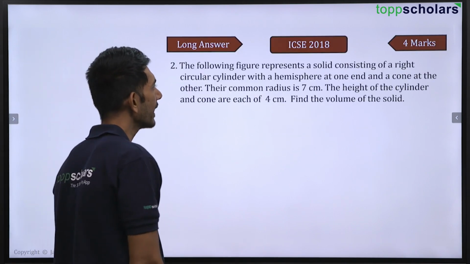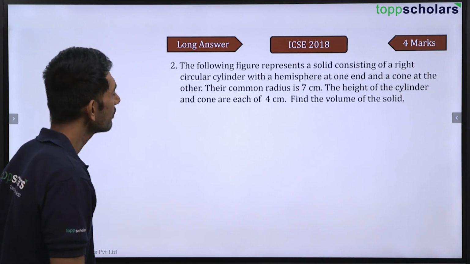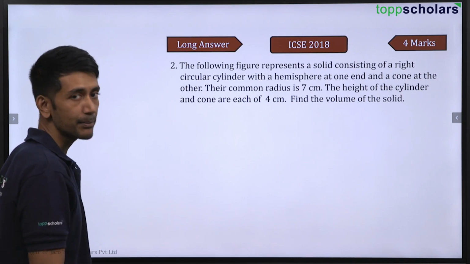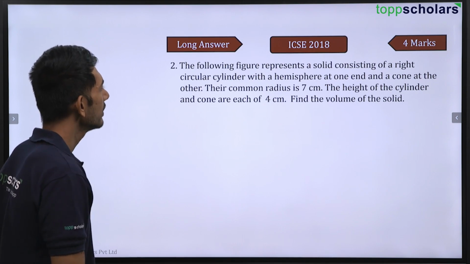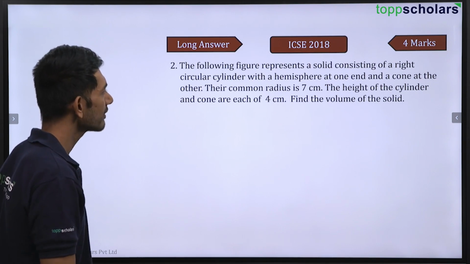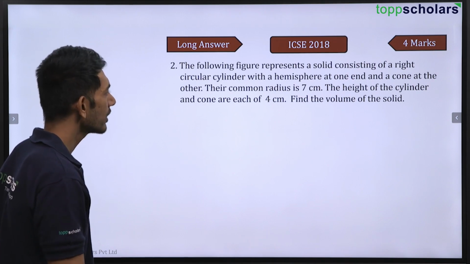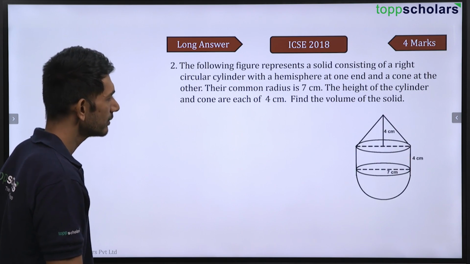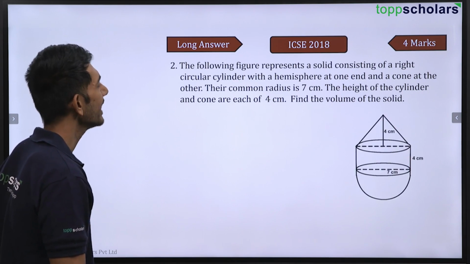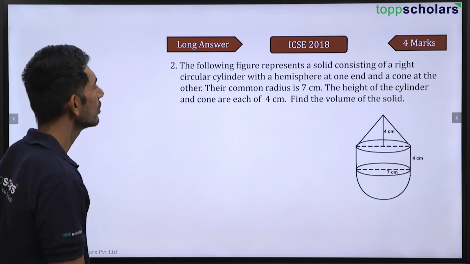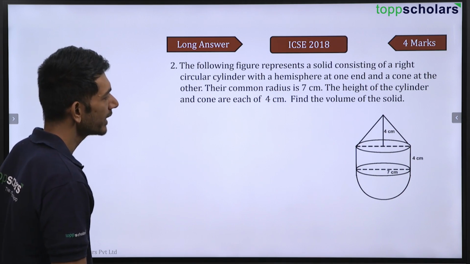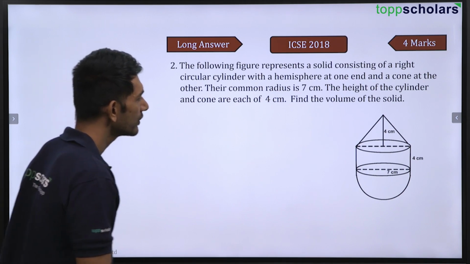Okay, so let's have a look at a new question now. It says the following figure represents a solid consisting of a right circular cylinder with a hemisphere at one end and a cone at the other. Their common radius is 7 centimeter. The height of the cylinder and cone are each of 4 centimeter. Find the volume of the cylinder.